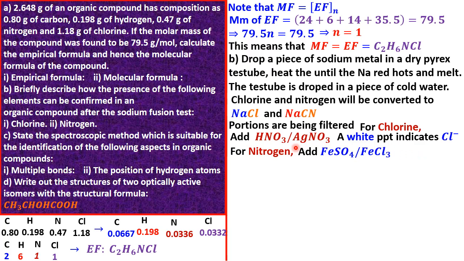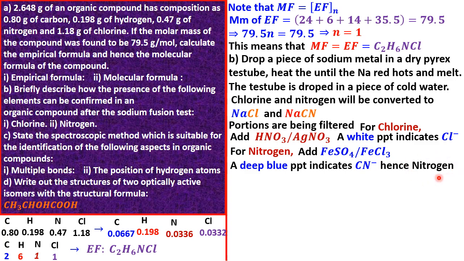Great. Then for the case of nitrogen, we are going to start by adding iron sulfate to the solution. Note that the resultant solution is alkaline in nature. So adding iron sulfate means that the iron ions react with the base to give us iron hydroxide, and upon adding FeCl3, what we are going to see is a deep blue precipitate, which indicates the presence of cyanide ions, and hence cyanide contains nitrogen. And hence we have the test for the presence of nitrogen.